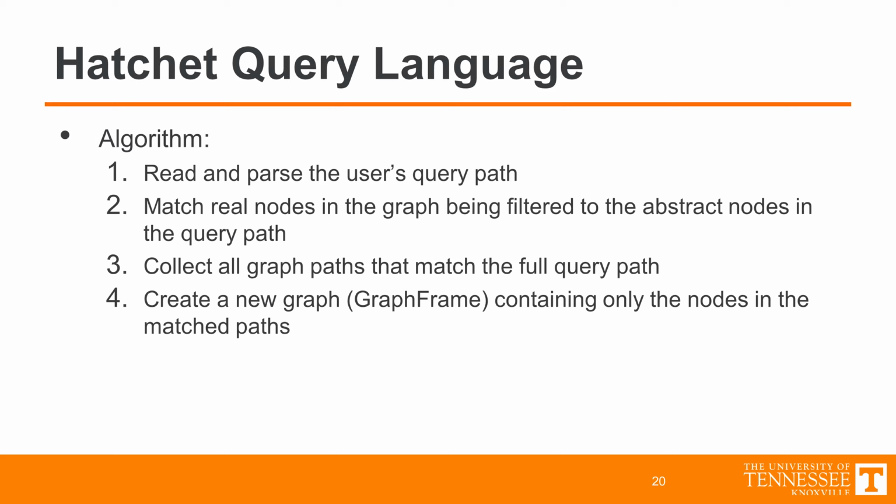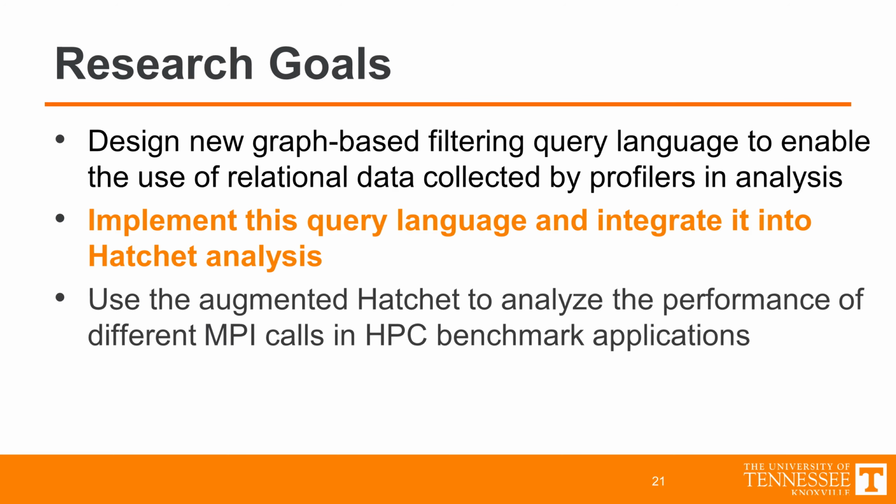First, the user's input is parsed. Next, all nodes in the graph being filtered are matched to the abstract nodes of the query path. After that, all paths in the graph that match the entire query path are collected. And finally, a new graph frame is constructed that contains only the nodes and edges found in the collected paths. Now that we've covered the design of the query language, let's look at how it is integrated into Hatchet.